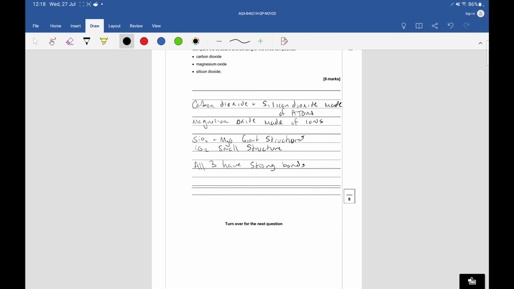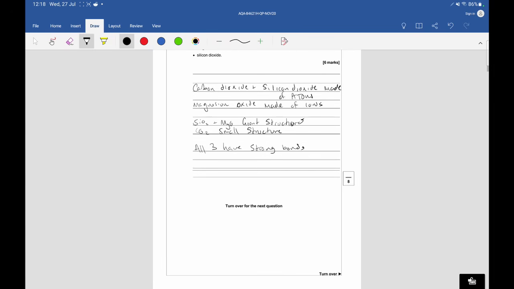And carbon dioxide and silicon dioxide are formed from non-metals only. So it's covalent. Whereas magnesium oxide is made of metals and non-metals. So ionic.